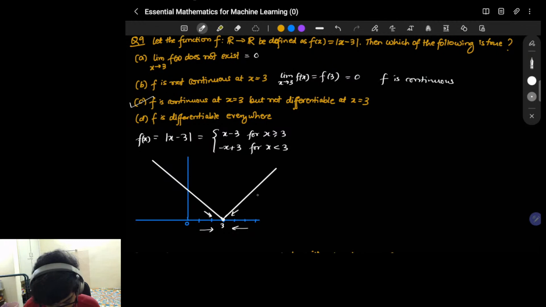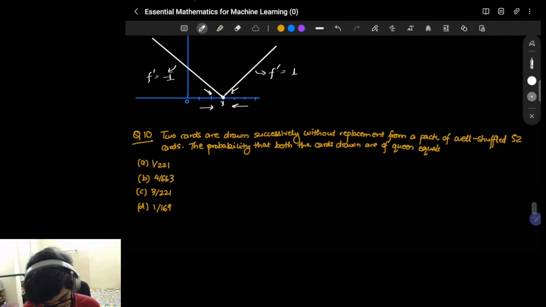And why so? Because here the slope is equal to 1 and here the slope is equal to negative 1. So the function is not differentiable. On the right hand side, you have a slope equal to 1. On the left hand side, the slope is negative 1. So there is a discontinuity in the slopes of the function, that is the derivative of the function. So the function is not differentiable.